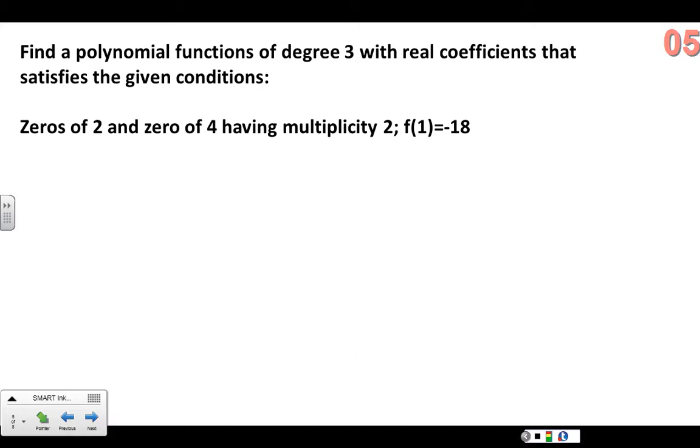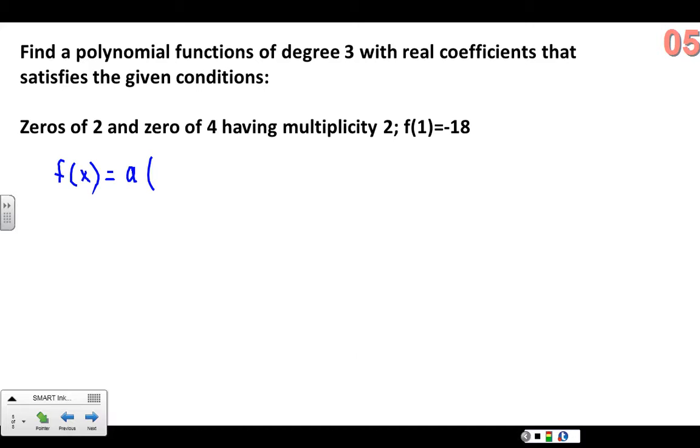Okay, find a polynomial function of degree 3 with real coefficients that satisfies the given condition. So we have a zero of 2, a zero of 4 having multiplicity 2, and the fact that f of 1 is equal to negative 18. So the basic skeletal structure of my function is, first of all, maybe some coefficient out front we don't know. We're going to say a.